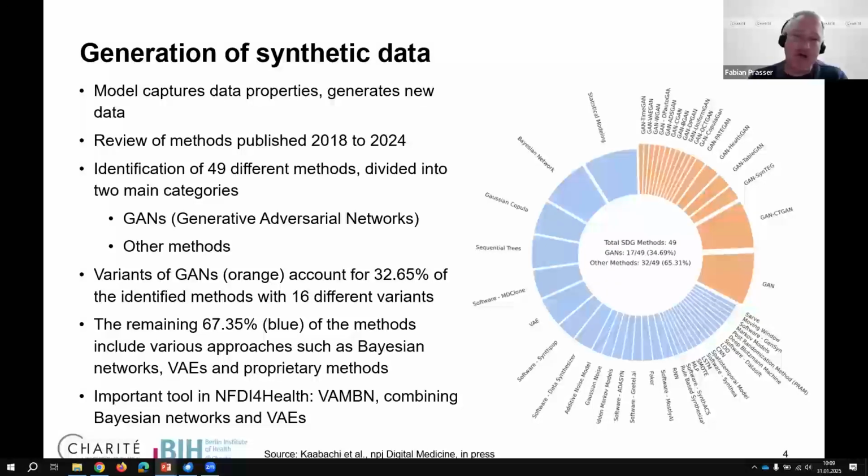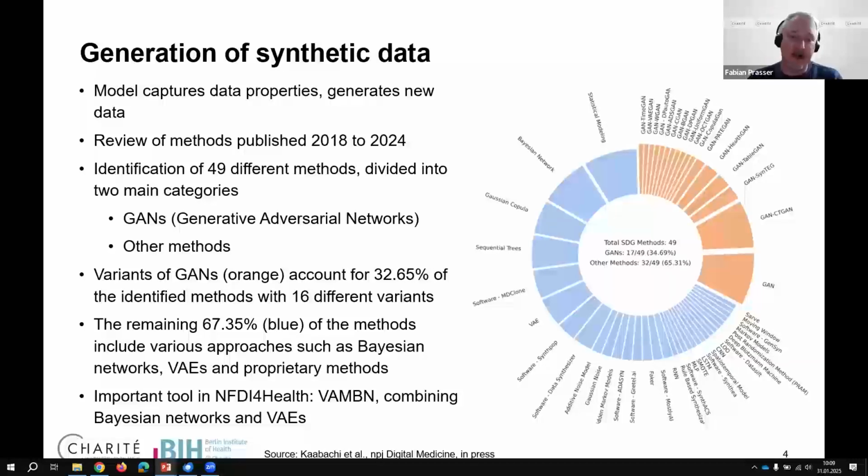And there's different methods that can be used. We just recently, I think yesterday, published a review that we did of methods that are used in the field. And what we found is that roughly 1/3 of the methods are generative adversarial networks, a very popular technique for generating synthetic data.